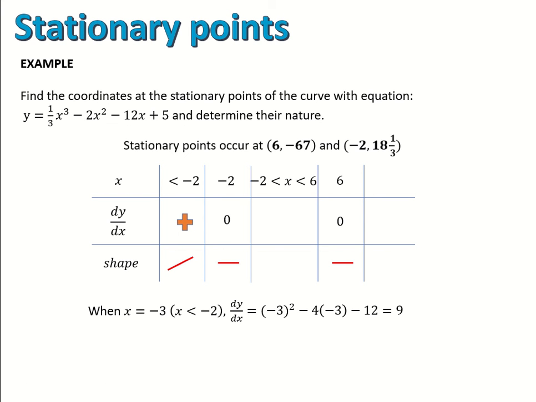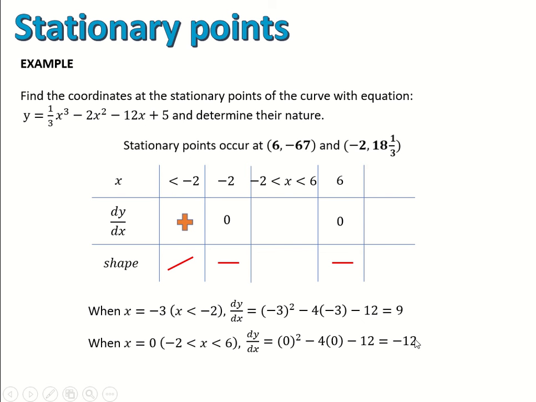Then we're looking at between -2 and 6. So I want a number that's between -2 and 6. 0 is an obvious one to pick, because it's a very easy number to work with: if we're multiplying by it, it just stays as 0. But you could pick 1, -1, 2, 3, 4, 5 if you wanted to. Pick something that's easy to work with and substitute it into your derivative. So again, the same equation, but with zeros this time. dy by dx will equal 0 squared minus 4 times 0 minus 12, which is -12.